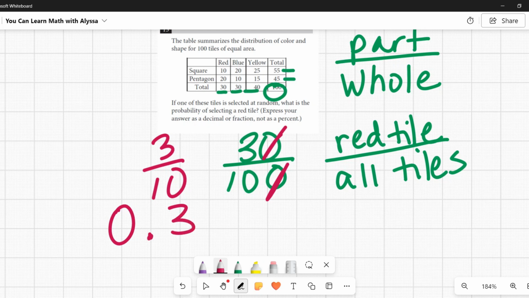So make sure to do that, because as they say, don't do it as a percent. So do not put 30 in there and say, oh, but I meant 30%. Nope. They said don't do it as a percent. So it's going to be either 3/10 or 0.3 as your answer.